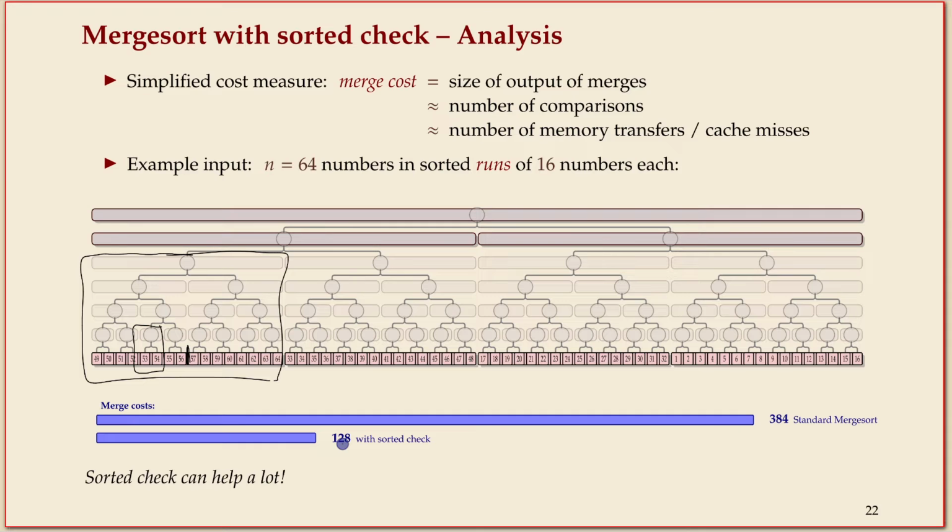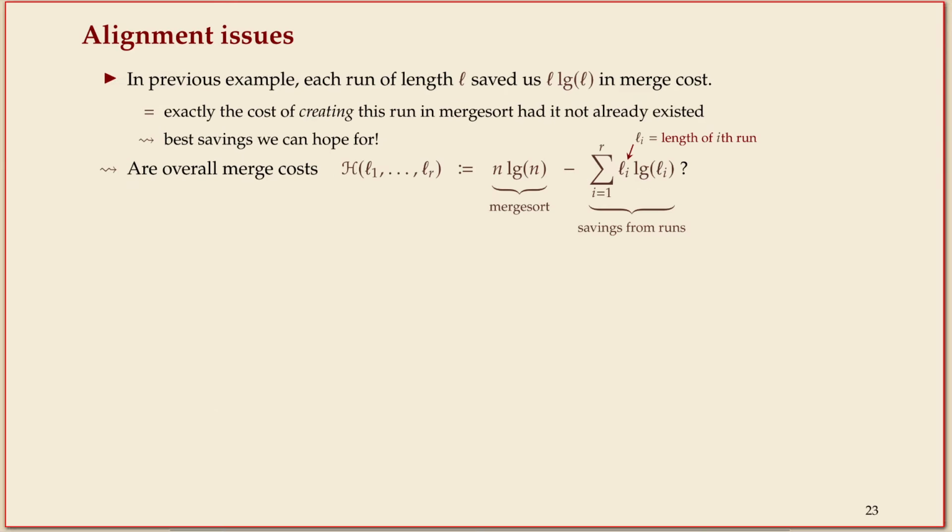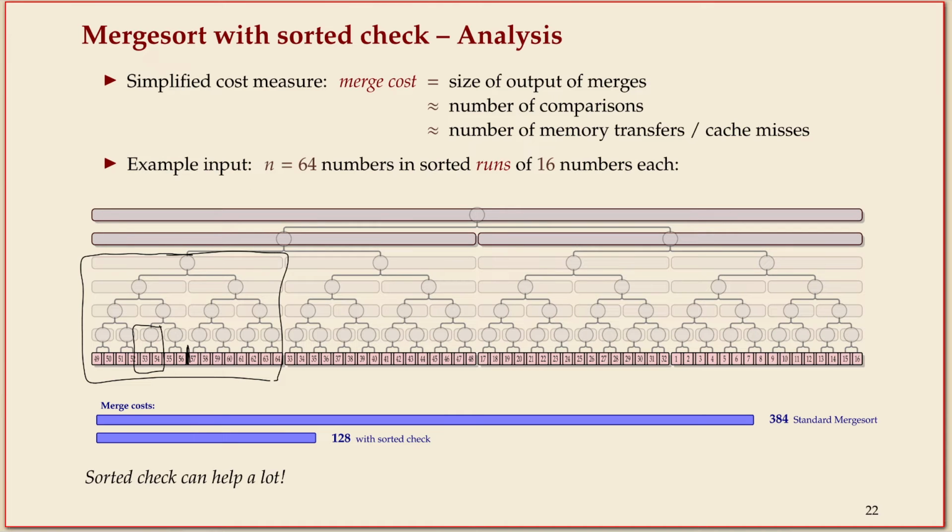So that sounds like it works pretty well, right? Now, of course, this example was chosen so that it works well, and we'll see another example soon. But let's try to analyze this a bit more generally. This was just one concrete example. If you look at what happened in the previous example, we had a sorted run of this length.